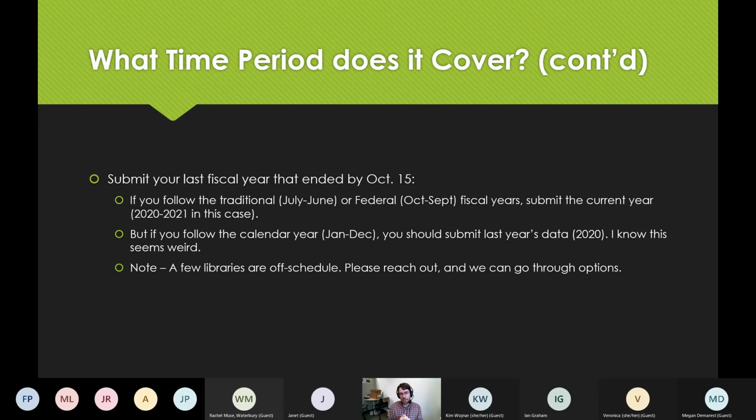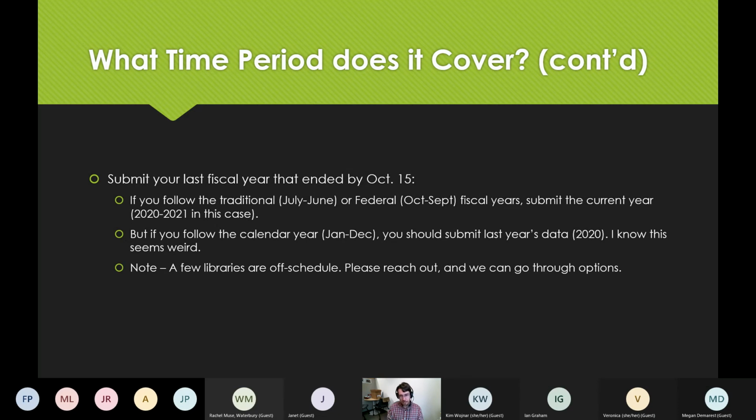You're doing the last fiscal year that ended before October 15th. So if you follow the July to June or October to September or a number of other dates, it's pretty straightforward. You just use last year to this year, July of last year to June of this year, for example. However, if you do the calendar year, for most people, you want to be submitting last year's data. So in this case, that would be 2020.